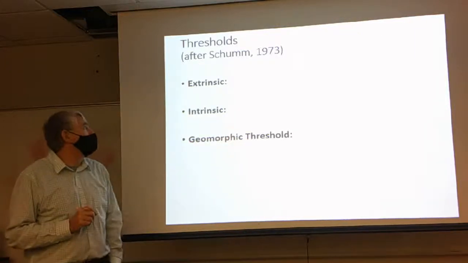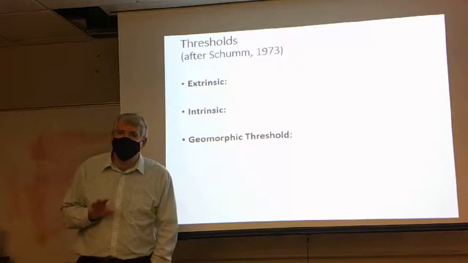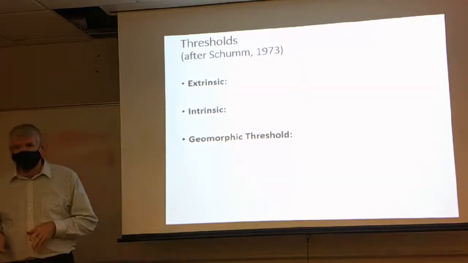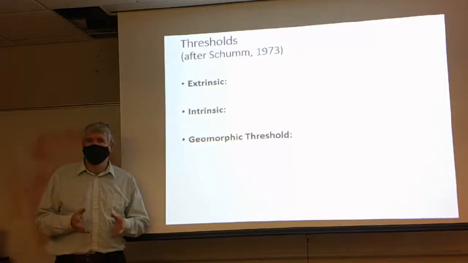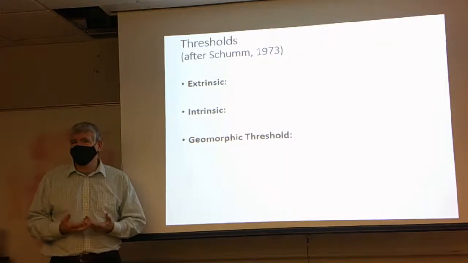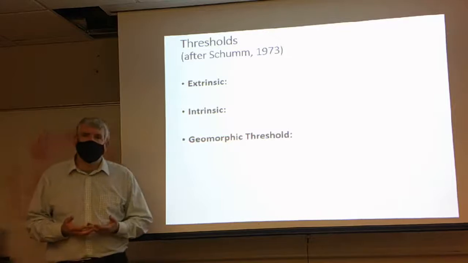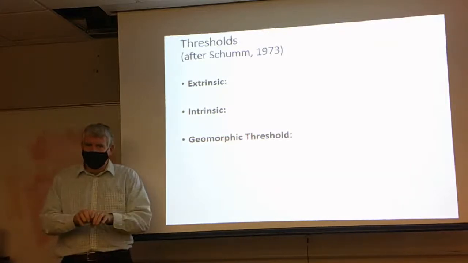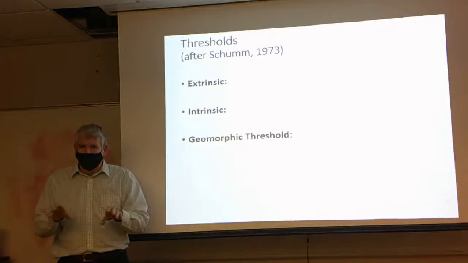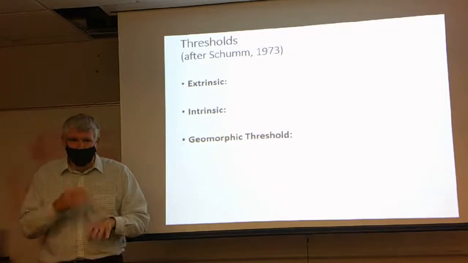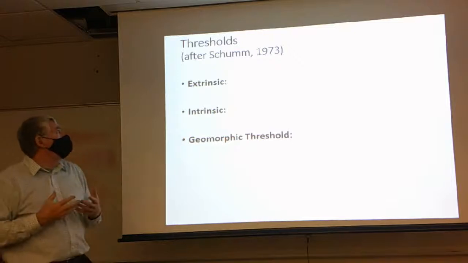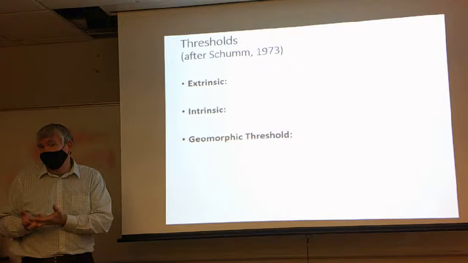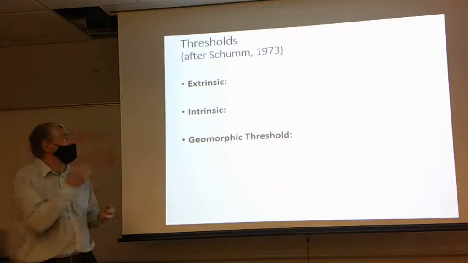Now, Schumm, back in '73, argued that anytime we go from a state of equilibrium to disequilibrium, we cross a threshold. So thresholds are essentially the limits to equilibrium. It is that state when we've changed the discharge or the sediment load enough that we've impacted that balanced condition, gotten rid of it. And he said that these thresholds could be caused by three different things. So it could be classified as three different types of thresholds.